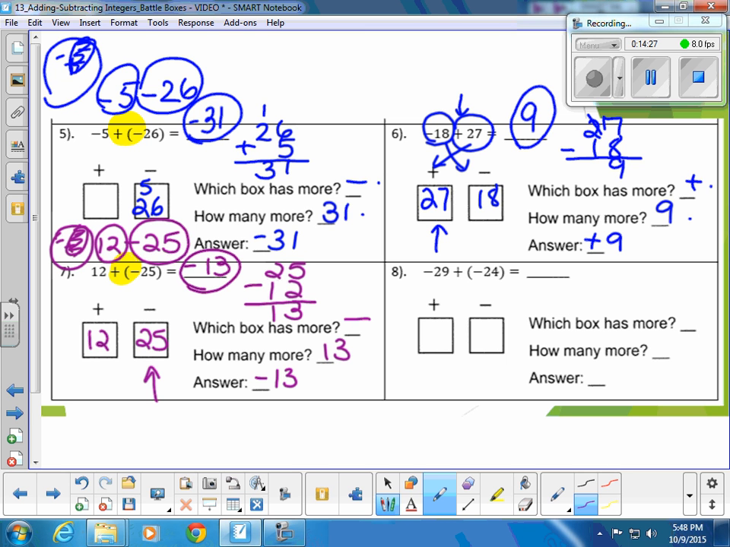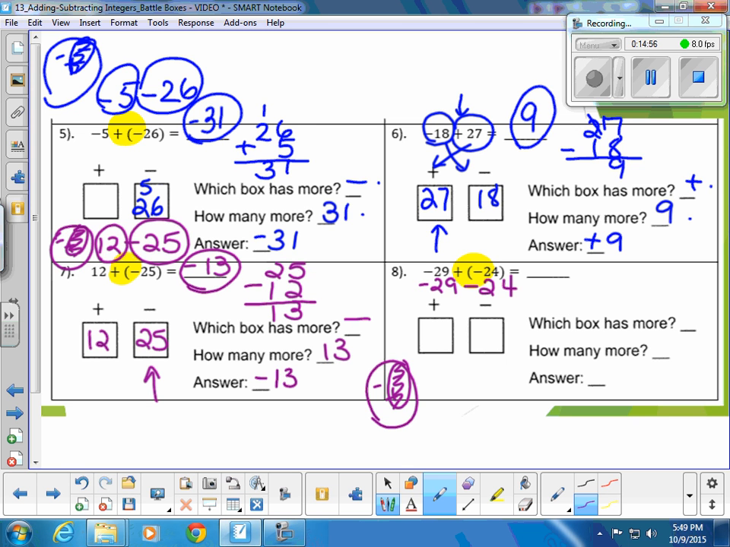Okay, the last one, hopefully you did well on that one. The last one also has double signs. So we are going to use integer Bob, have him help us out. We have a positive and a negative, get rid of those. I'm left with just a negative. So I'm going to rewrite it as negative 29 minus 24. Oh, did you see that? I wrote a 25. I'm ready to go home.